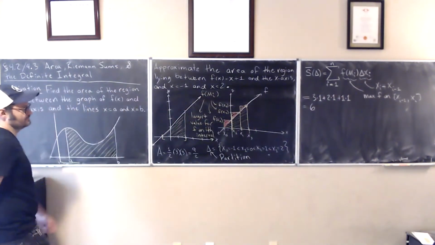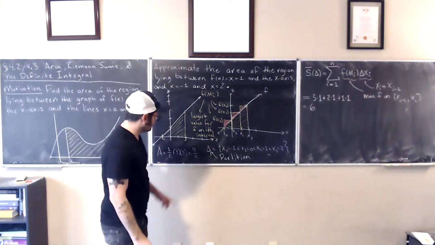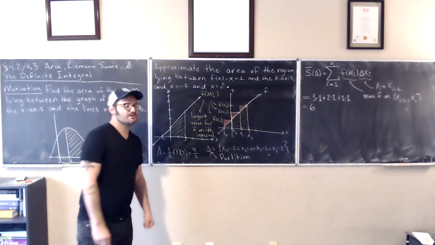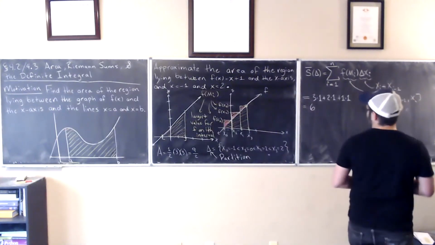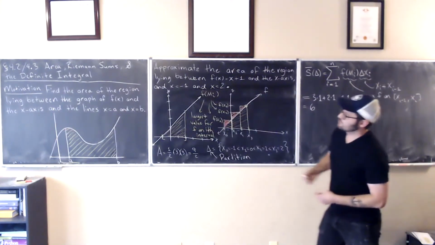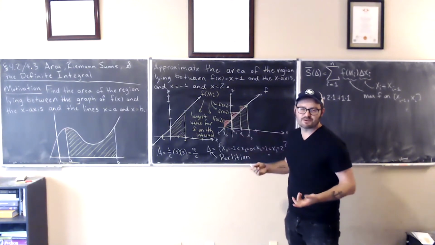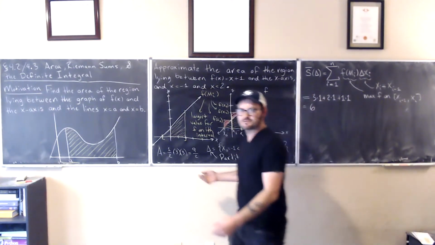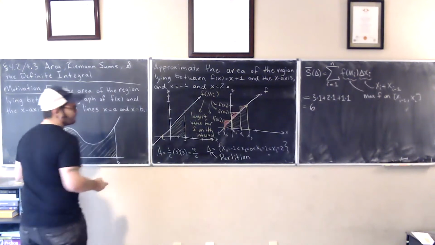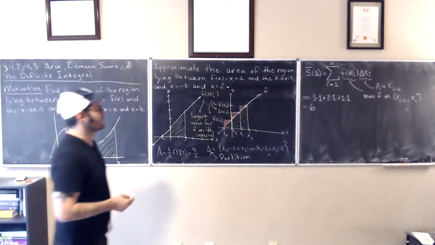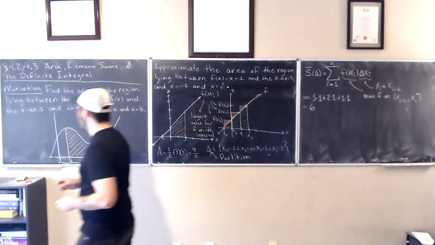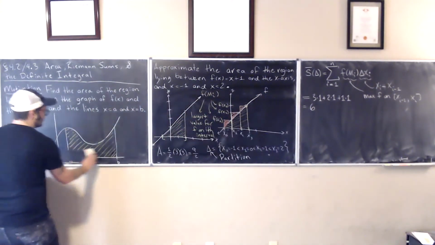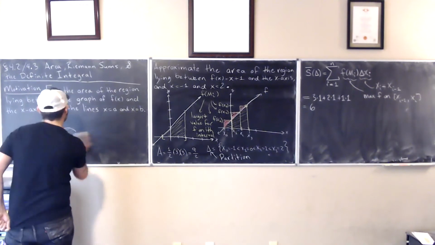Now, it's not the answer, right? That's the answer. But it's still some type of approximation, right? It is close, sort of. It's better than just taking a random guess, obviously. So what if we refined the rectangles a little bit more? What if we made more of them?